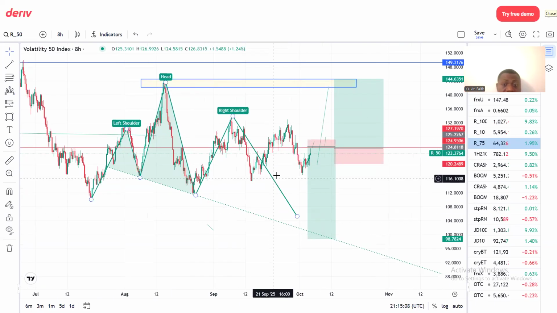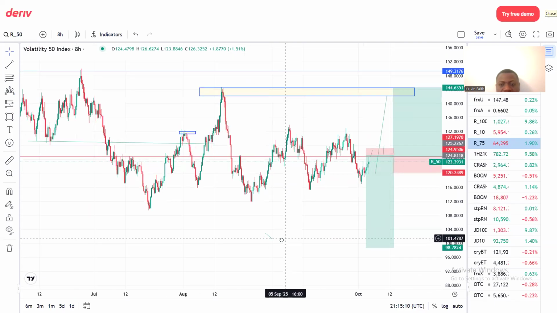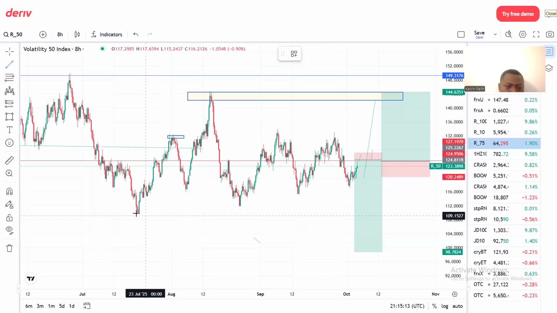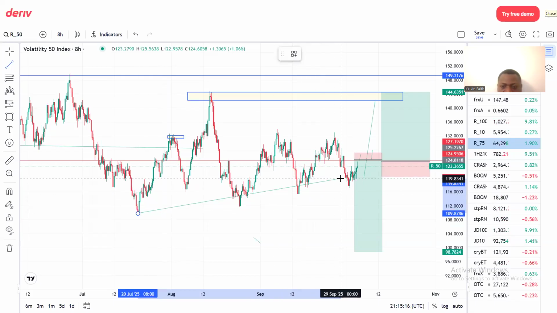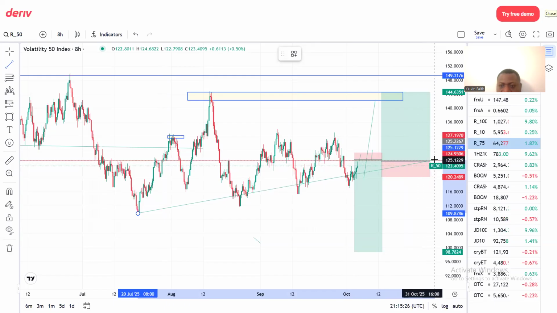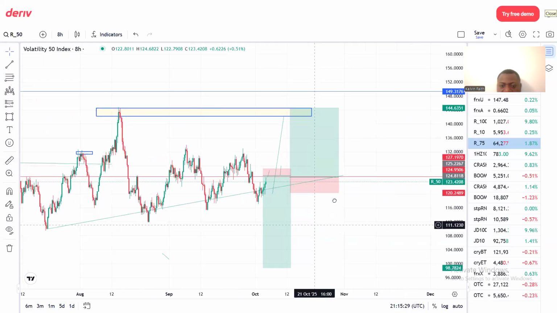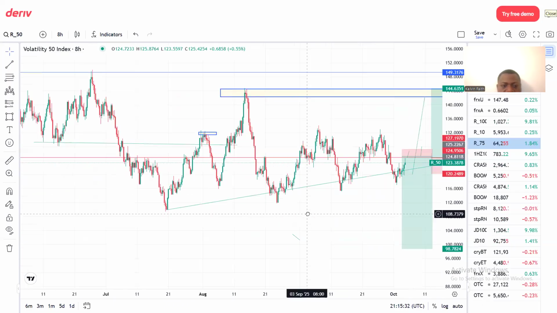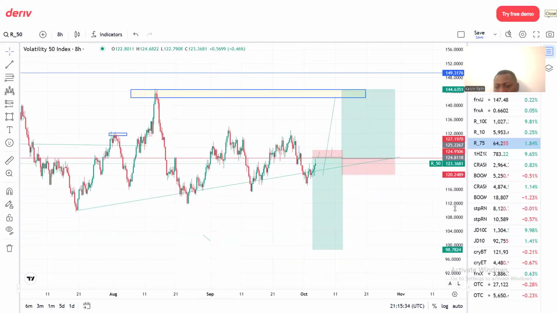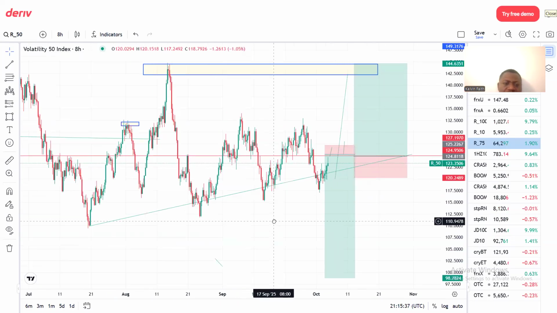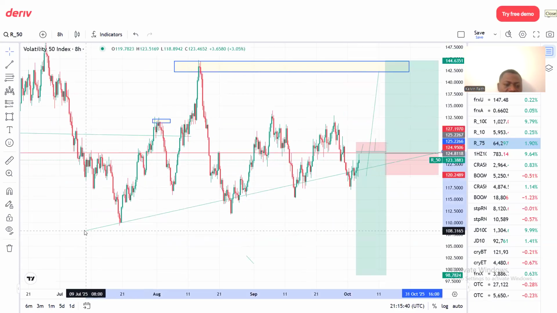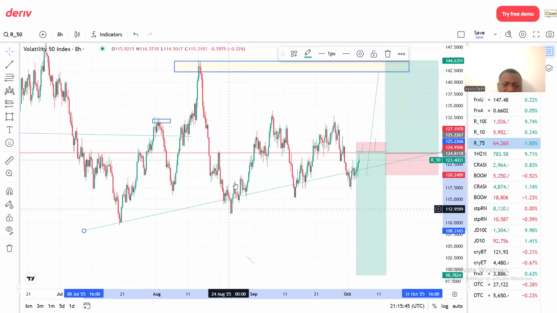So let's see. Let me draw some trend lines here. Okay. So if I draw the trend line here, good. It is very likely that this will go for a bullish market. But let's see. Okay, so let's see the touches on the trend line. We have this touch, touch.